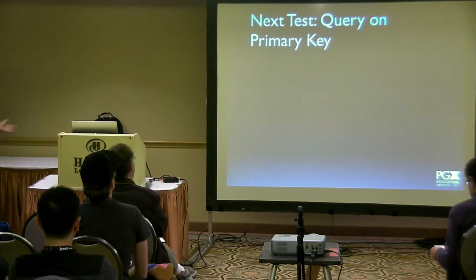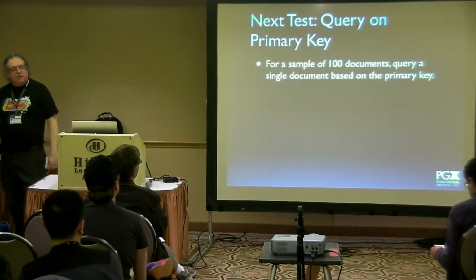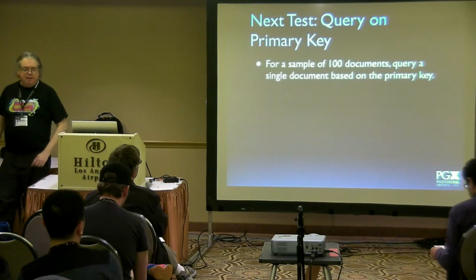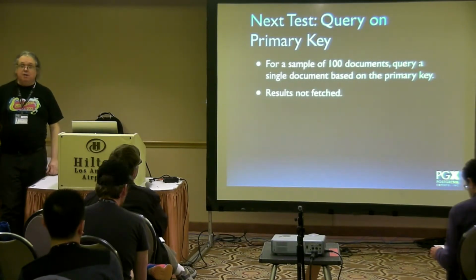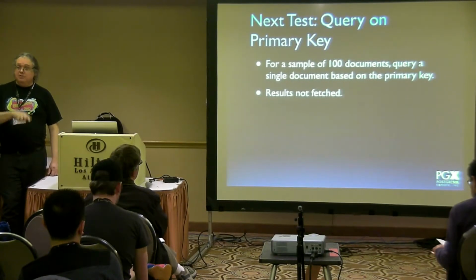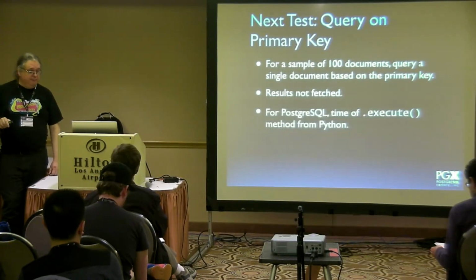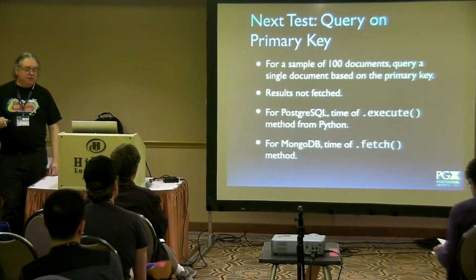So, okay, data's there. Query on primary key. Grab a sample of 100 documents. Grab the single document based on the primary key. I didn't actually fetch the results over the wire. In both Mongo and PostgreSQL's wire protocols, the query returns an acknowledgement, but it doesn't actually send any results back. So I did not do the results step. I just timed the .execute from Python or the .fetch.